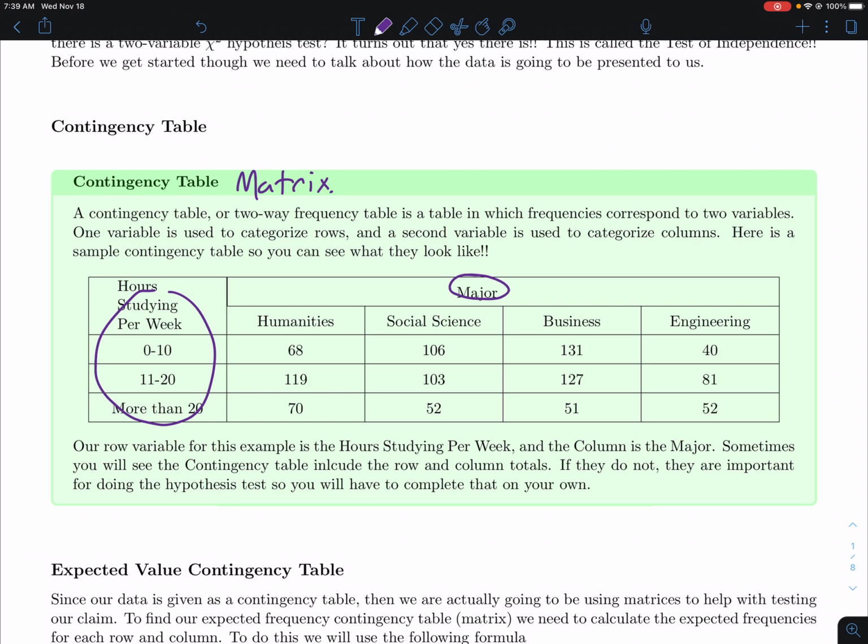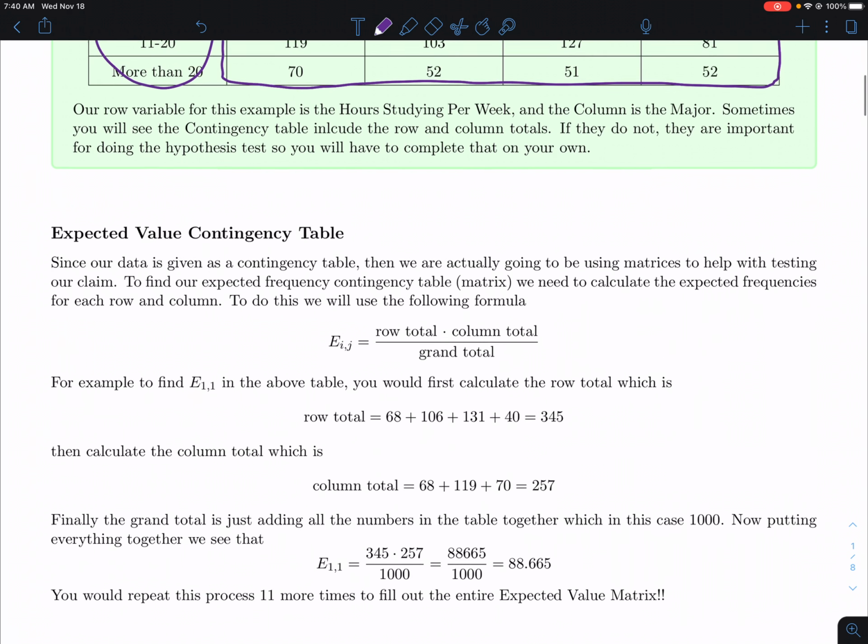You'll need totals for all of these, but what we need for the calculator is just going to be this part of it. So we won't use the totals, but we will need the totals of all these to help with calculations and stuff like that. So, all right.